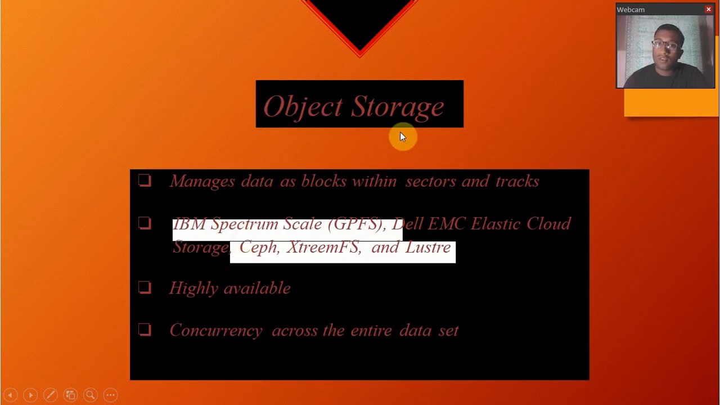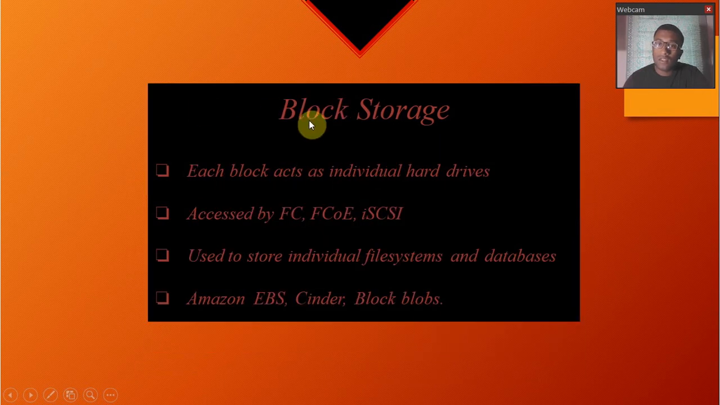Now comes object storage, that is, data is stored as blocks within sectors and tracks. And in the university we are using IBM Spectrum Scale, XtremeFS, and various other things to store our data. Then comes block storage, that is, each block acts as an individual hard drive and is used to store individual file systems and databases, and it is used by Amazon and others.